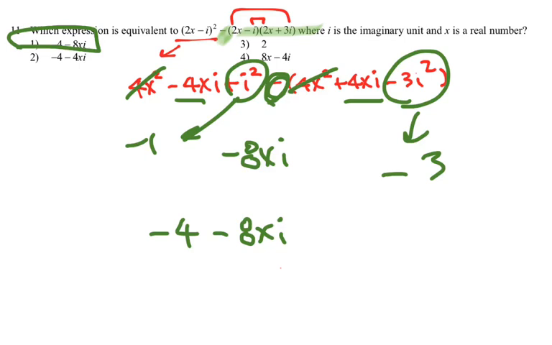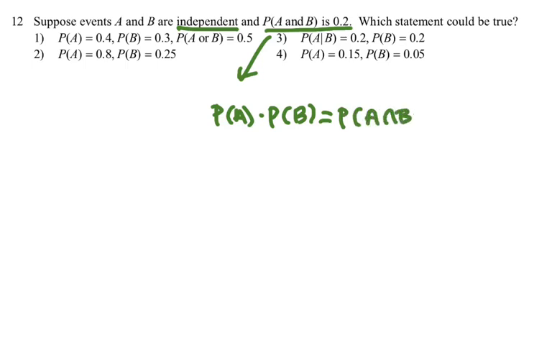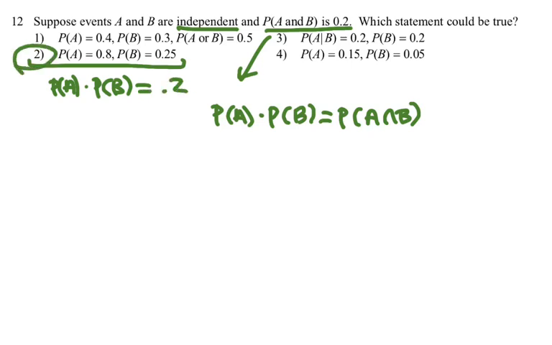Alright, let's move on to the next problem. Now we have events A and B that are independent, and the probability of A and B is equal to 0.2. Then what we're looking for is when you multiply the probability of A times the probability of B, it should be equal to 0.2. So I'm looking for something that gives me that. The only thing that's possible is choice 2. So 0.8 times 0.25 would have been equal to 0.2, so therefore choice 2 would have been the answer.